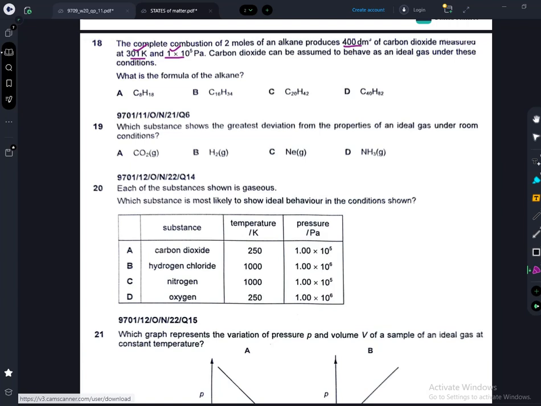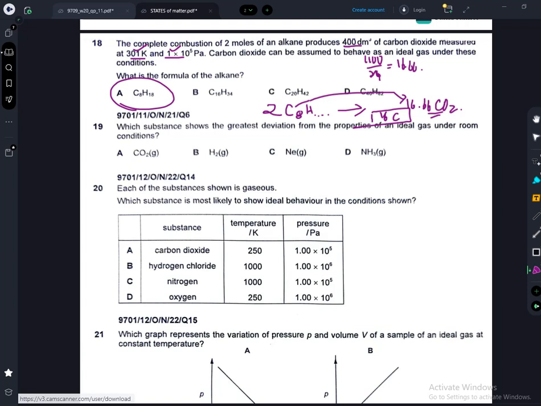So why will we do a PV is equal to nRT solution here? Simply go for 400 decimeter cube. You know, 1 mole of a gas occupies 24 decimeter cube. So 400 decimeter cube means 16.66 moles. So you have 16.66 moles of carbon dioxide produced from 2 moles of a certain alkane. So there are 16 carbon atoms, and ignore the H for the time being. So this 16 would give us 16 CO2. This is a tricky question, but it is actually very easy. So A is your right answer.